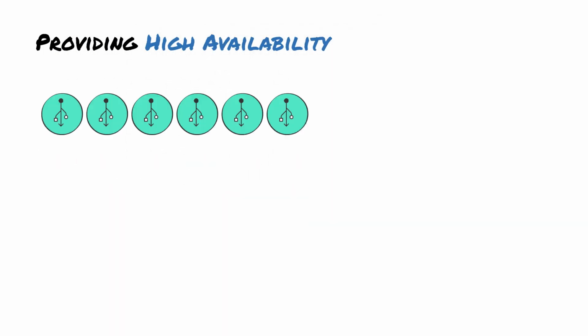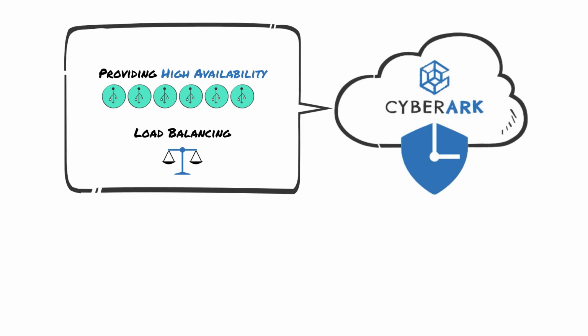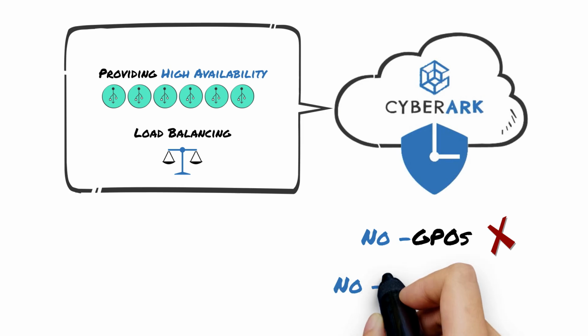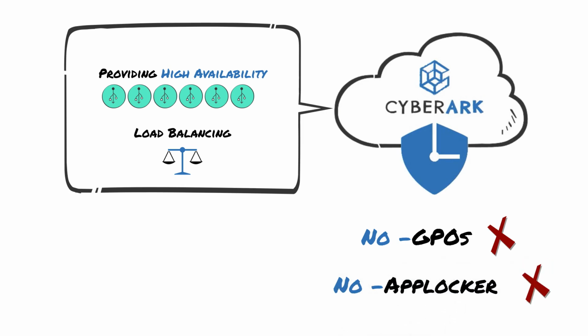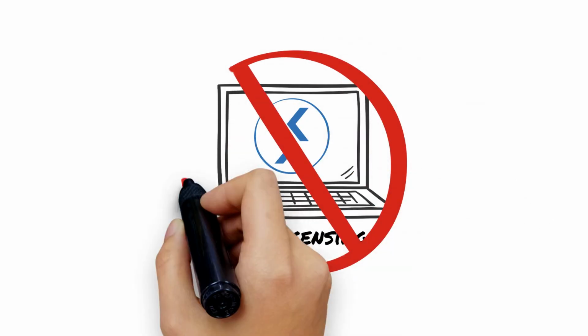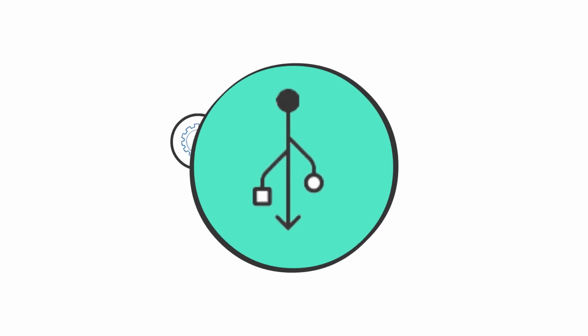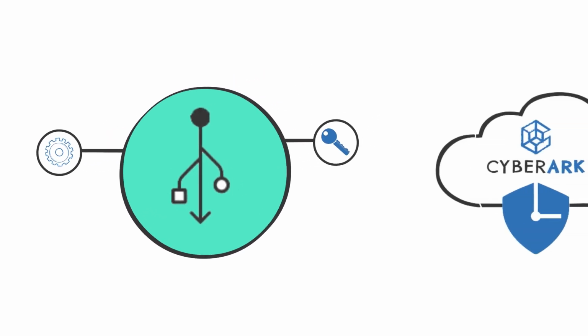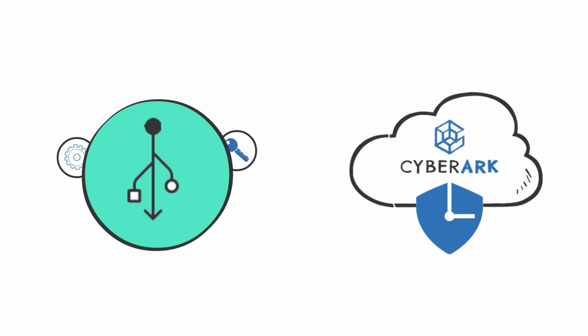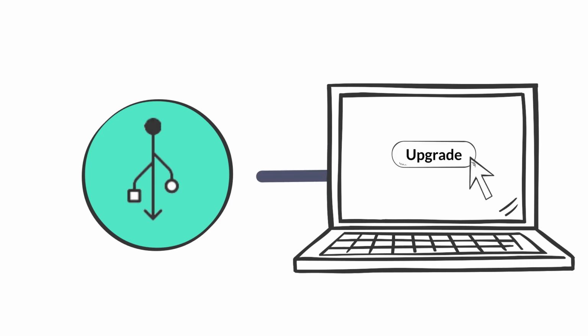Providing high availability and load balancing to the DPA connectors is done by the CyberArk Cloud Service. No need for dedicated GPOs or AppLocker rules on the DPA connector host either. Organizations can use their own hardening according to their standards. No need for Microsoft RDS licenses for the connector host, and no need for frequent upgrades of the connector to gain new capabilities or security fixes, since most of the solution is based in the cloud. The deployment of the DPA connector takes minutes, and upgrading the connector is done with one click of a button in a central connector management view.